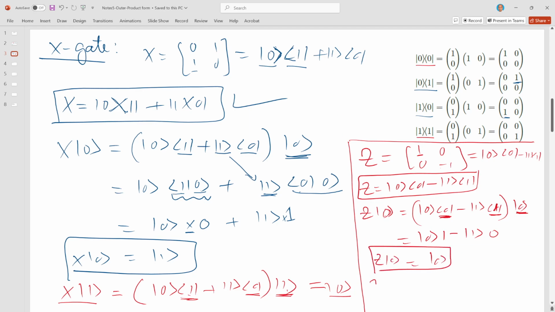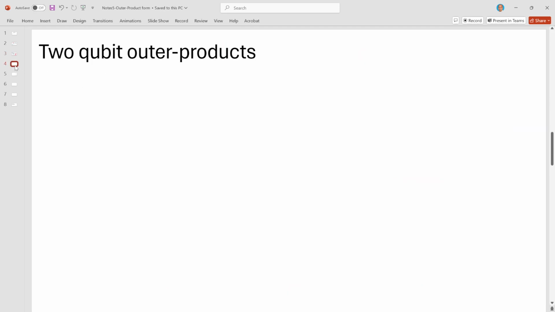And similarly, when the Z is applied to |1> here, we get |0><0| minus |1><1|, and <0|1> is 0, and <1|1> is 1, so we get -|1>. So we can now see the utility of this form, that this actually gives us results quickly.